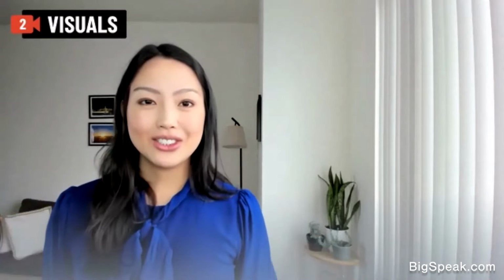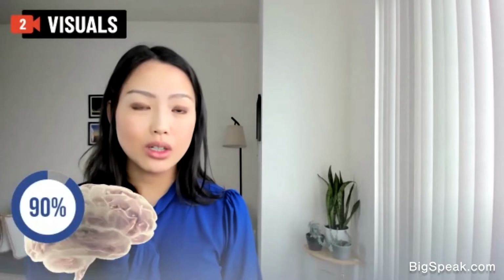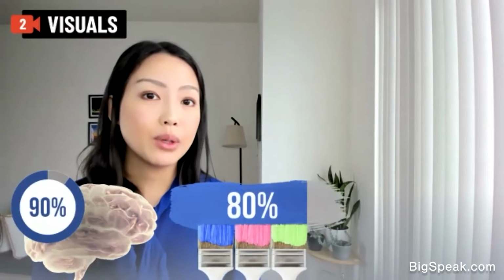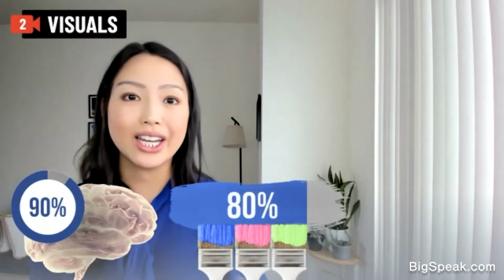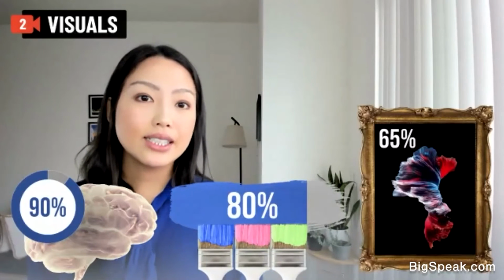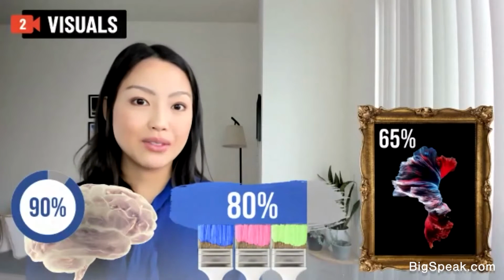So many of us have probably heard various stats talking about how impactful visuals are. For example, 90% of the information processed by the brain is visual, or 80% of people remember what they see versus what they hear and read, and 65% of people identify as visual learners.